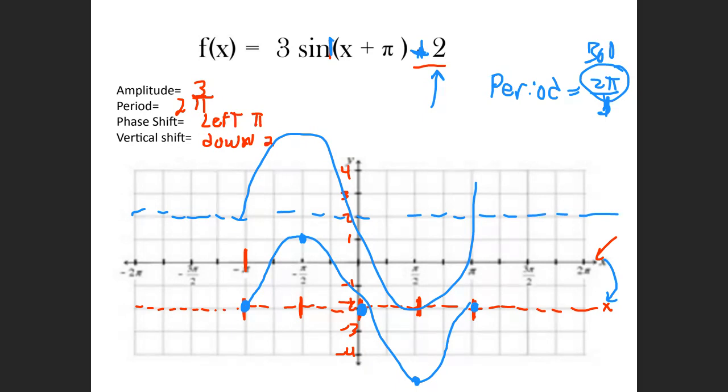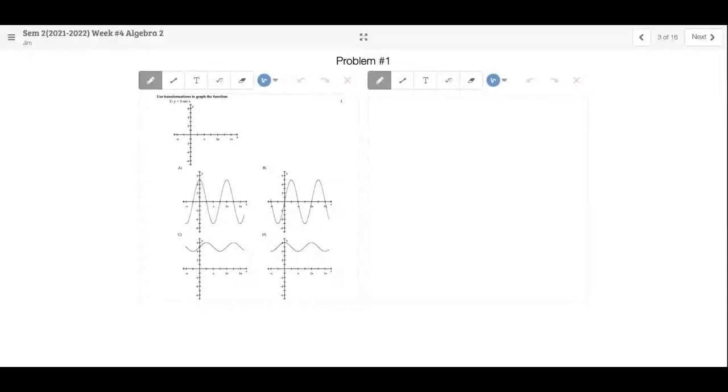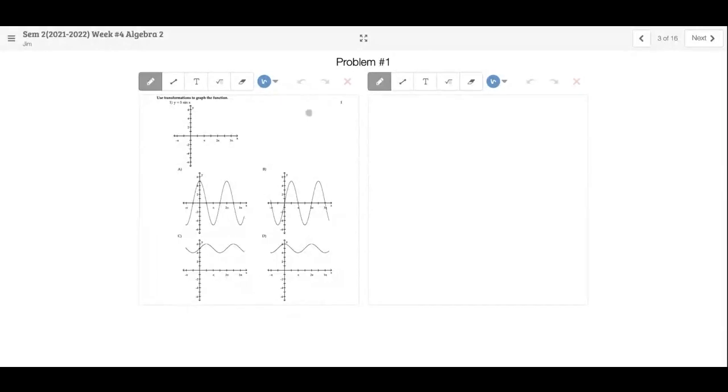All right. So here's problem number one. It says use transformations to graph the function y is equal to 5 sine of x. Well, what does the 5 do to that graph? It's the amplitude. It's just going to make the sine graph go up 5 units. So letter A, is that the sine graph? No, that's a cosine graph. So I can cross that off right away.